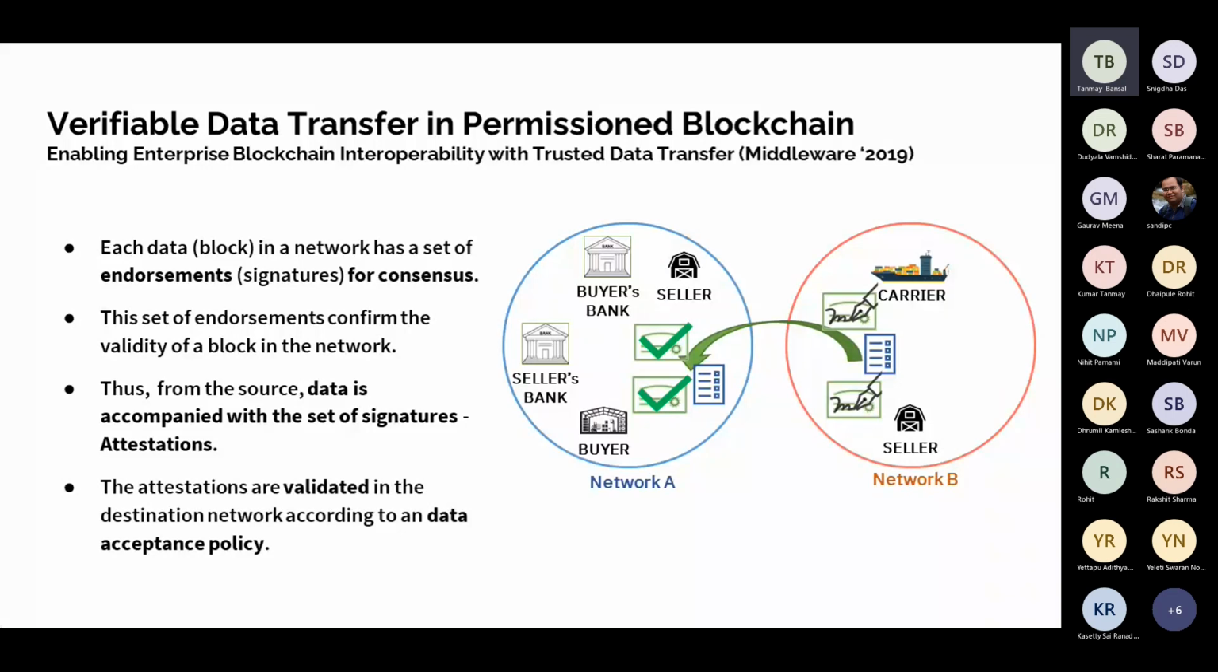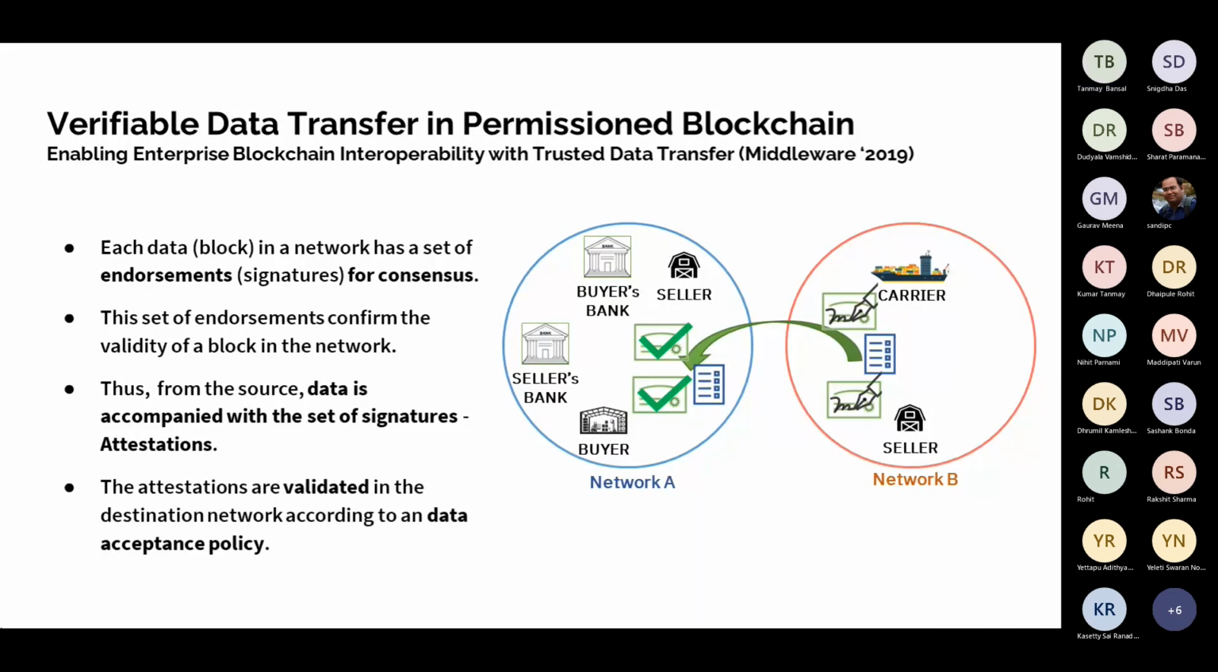Each piece of data in a network has a set of endorsements for consensus, because, as we have understood, on both sides there are multiple parties approving it, like the seller's bank and buyer's bank on the left-hand side, and the carrier and seller on the right-hand side. This set of endorsements confirms the validity of a block in that particular network. Thus, from the source, data is accompanied with a set of signatures, also called attestations: the seller has signed, the carrier has signed, and all of them have agreed that this consignment is now ready to move. The attestations are then validated in the destination network, according to a data acceptance policy.